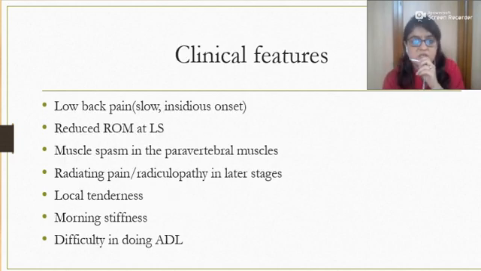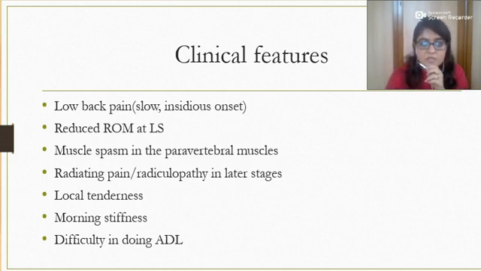What are the clinical features? Clinical features will be low back pain, which is obvious. It will be slow, insidious onset. The reduced range of motion at the lumbar spine will be seen. Muscle spasm in the paravertebral muscles has to be ruled out. Then radiating pain or radiculopathy can happen or may not be there, but it can happen in the chronic or later stages. And what is radiating pain? The negative symptoms of motor and sensory problem are not seen in radiating pain, but in radiculopathy, the negative symptoms such as motor loss or sensory loss are seen. So there's a difference, and local tenderness has to be ruled out. Morning stiffness must be there, and if there is an acute stage, then morning stiffness could be there, and difficulty in doing ADL activities.